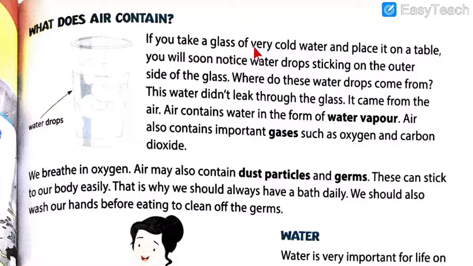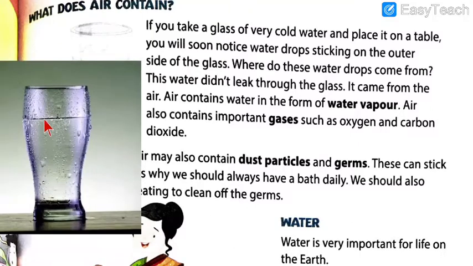If you take a glass of very cold water and place it on the table, you will soon notice water drops sticking on the outer side of the glass. Is it so? Now maybe in this picture you cannot see the water droplets, but I have brought a picture for you. Let me display it. Now, are you able to see this picture?